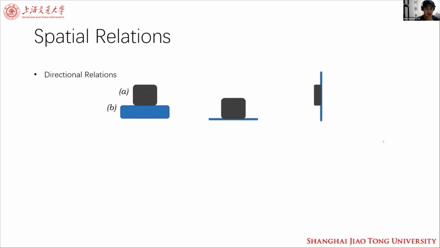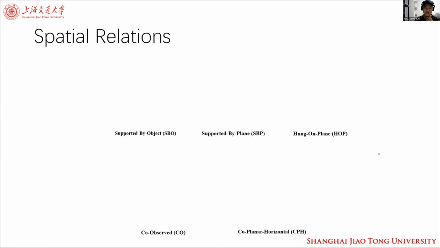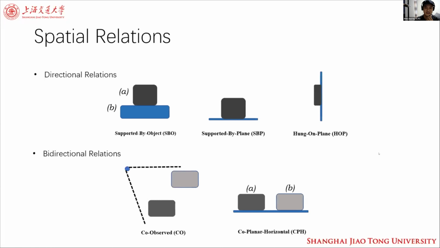And there are some bidirectional relations, such as the cup and the toy are both observed by the camera, or they are both placed on the same table. And those relations will still hold even if the order of the objects is changed. And we define several relations. For example, the supported by object relation defines that an object is supported by another vertically, such as a cup is supported by a book. And this relation is very common to see in our daily life, and usually has contact surfaces.